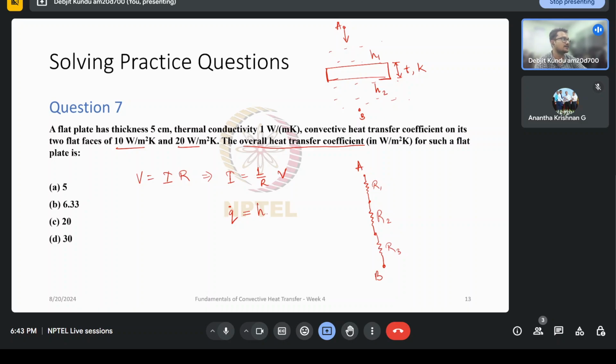If I have flux, then it's a different issue, so I'll just maintain double prime here. This is basically Q dot per unit area. That is equal to H into, so H is 1 over R, and the analog to voltage difference is the temperature difference, so T minus T infinity. I hope you see the analogy here. Current is like heat flux. The 1 over resistance, or conductance, is like the convective heat transfer coefficient, and voltage is similar to the temperature difference.